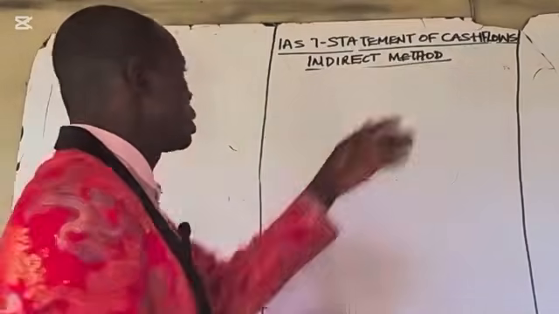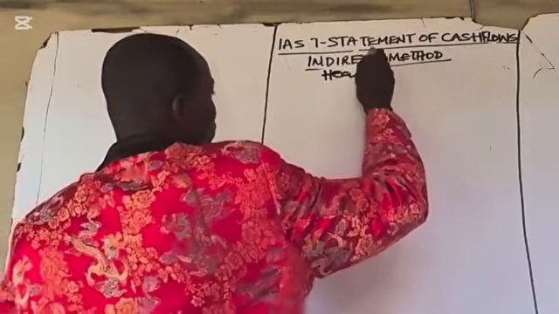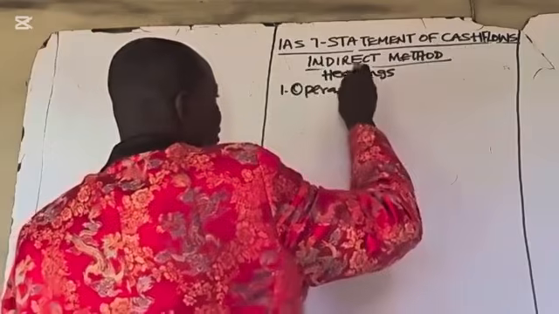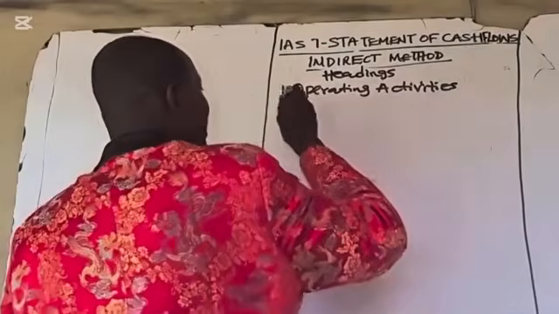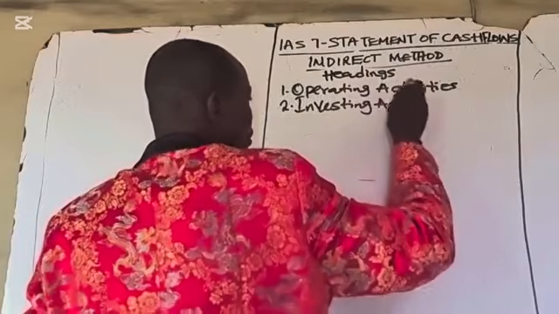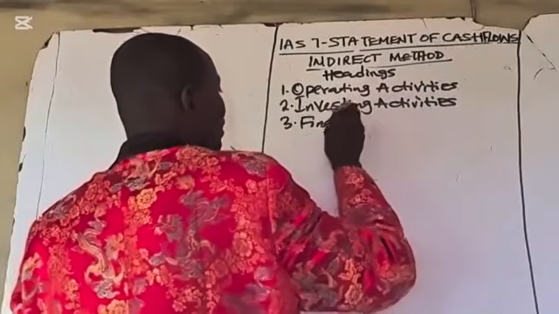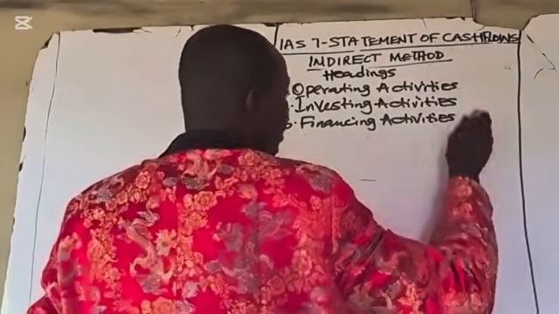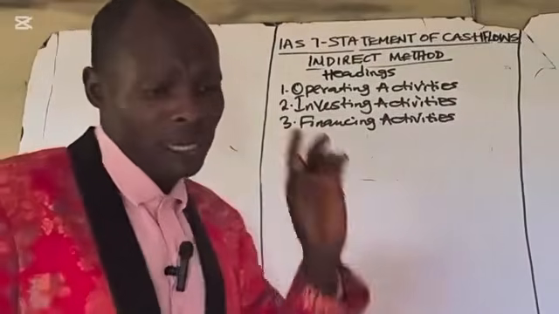Under both methods, statement of cash flows is prepared under 3 separate headings. Number 1 heading is operating activities. The second heading is investing activities. And the third heading is financing activities. These are the 3 headings under which statement of cash flows is prepared under both methods.